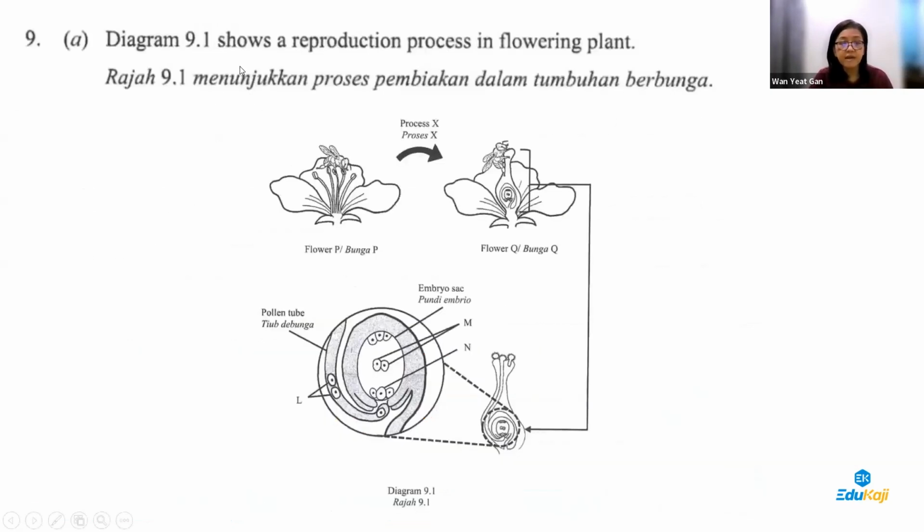Okay, question 9. Diagram shows a reproduction process in flowering plant, right? So you see this one is a process X, and then there's a bee here pollinating, transferring the pollen grain to the stigma of flower Q. So the bee is transferring the pollen grain from flower P, and the process is of course pollination. And then after pollination, you'll find that the pollen tube will allow the male gamete here, the L, to be transferred to the developing embryo here that has an egg cell and the polar nuclei in the middle here.